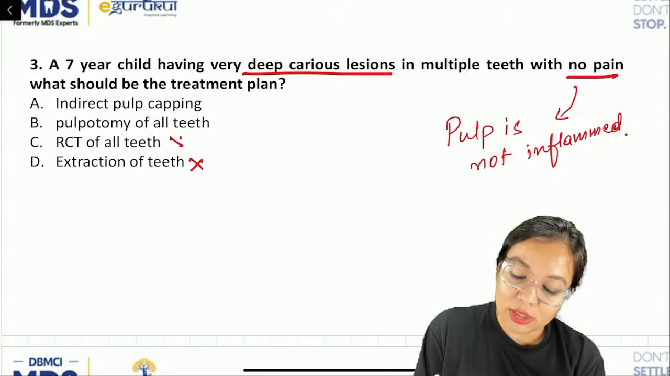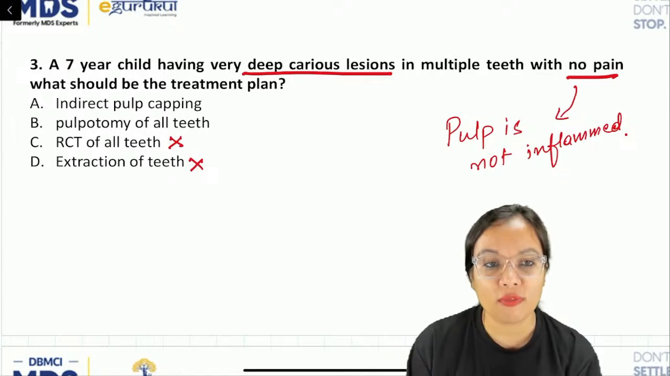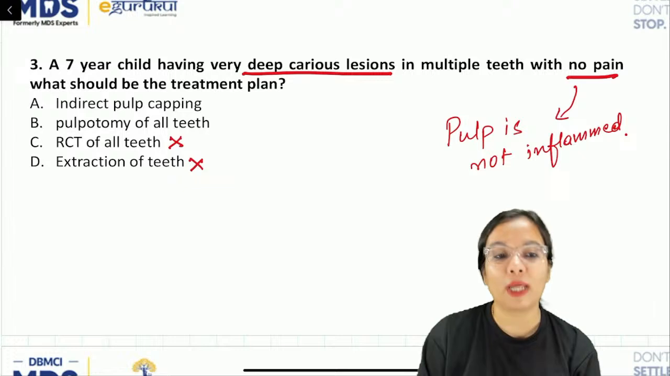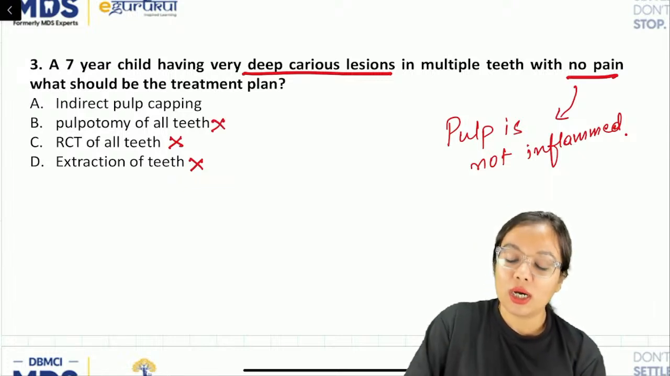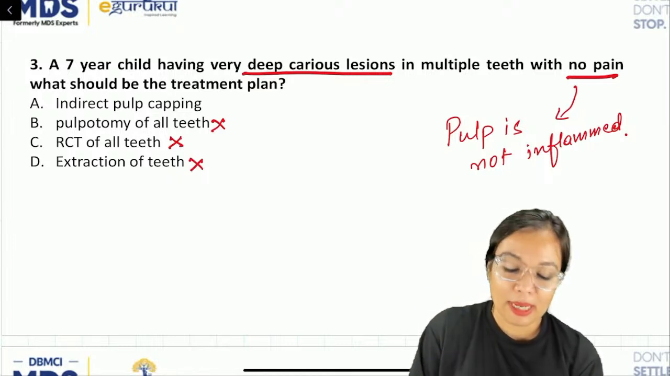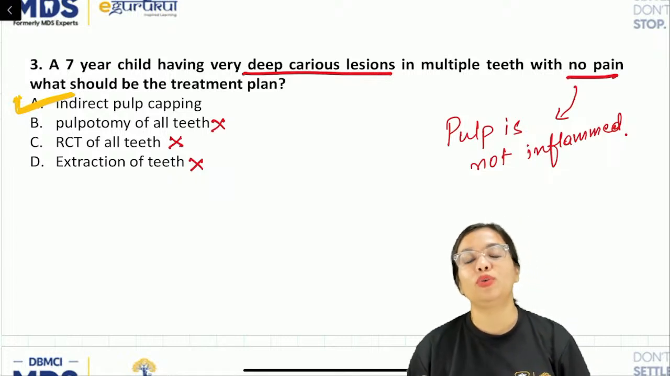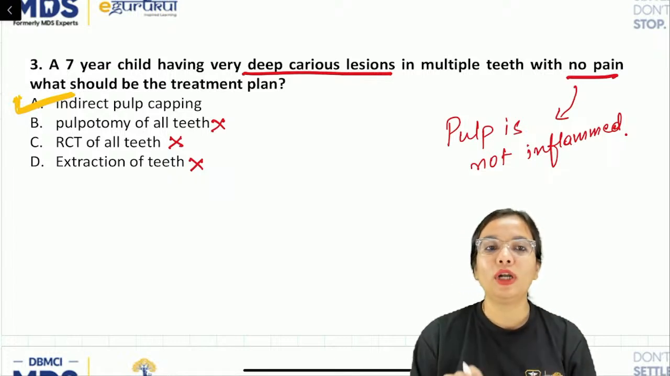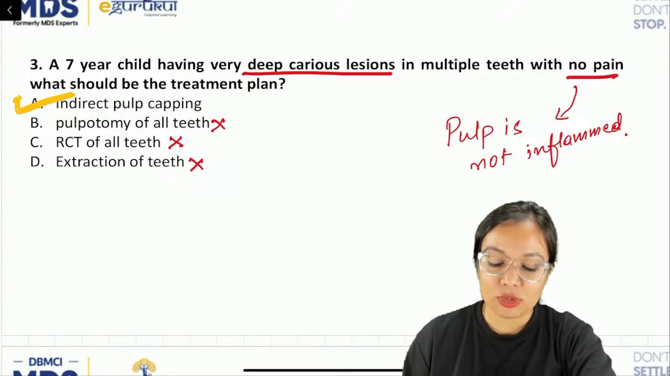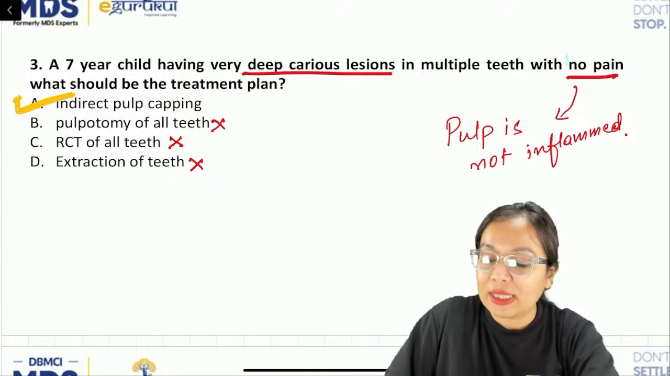RCT of all the teeth? You do not have to do RCT or pulpectomy because the pulp is not involved. Again, when the pulp is not involved, why will you touch or approach the pulp? The most sensible thing to do is to protect the pulp of the teeth by indirect pulp capping. If there is no pain at all, then you must try not to irritate the pulp, not deliberately inflame the pulp. So what do you do? You do an indirect pulp capping. So the answer here is A, indirect pulp capping, only because they have mentioned that there is no pain.